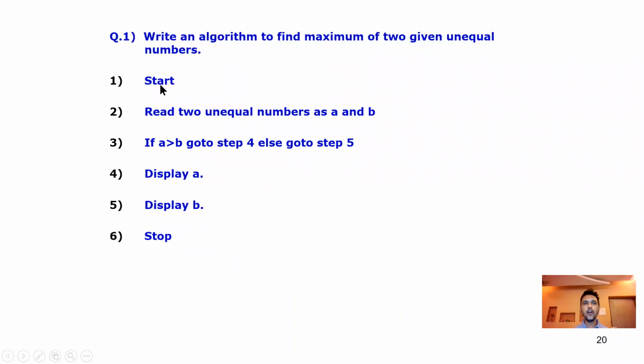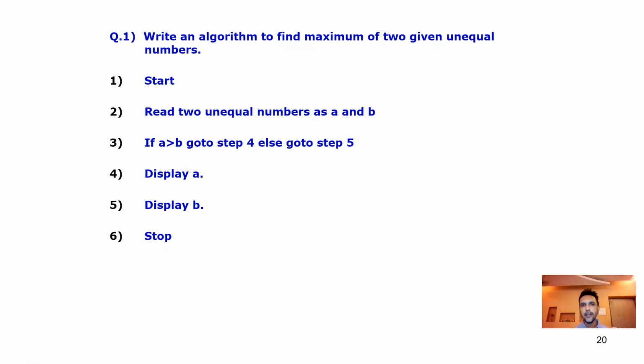In every algorithm, the first step will be start, the last step will be stop. After that, here we are reading two unequal numbers as A and B. We are checking which is greater, and accordingly we are displaying A or displaying B. Now I will convince you how difficult logic is. If you have been taking programming lightly, now I'll convince you how difficult programming is.